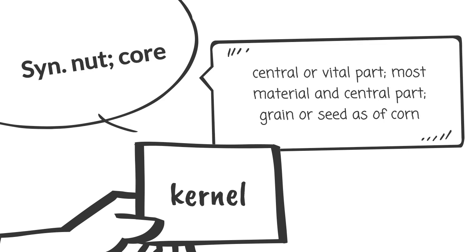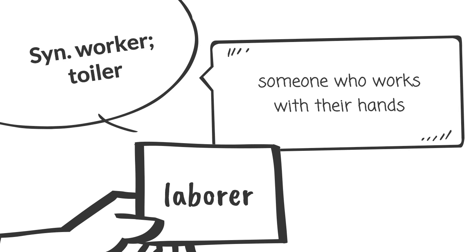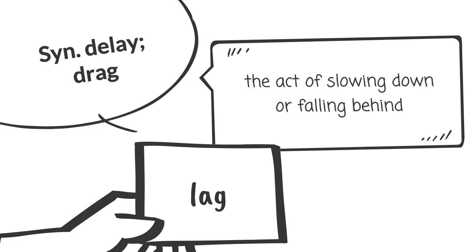Kernel. Synonym: nut, core. Central or vital part, most material and central part, grain or seed as of corn. Laborer. Synonym: worker, toiler. Someone who works with their hands. Lag. Synonym: delay, drag. The act of slowing down or falling behind.